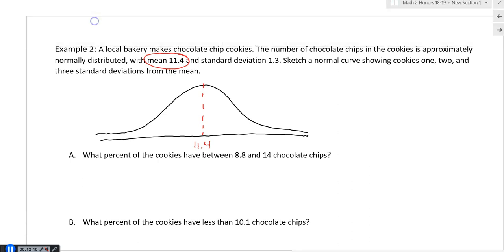Okay, let's try that. So we're going to go above the mean first. So again, our standard deviation is 1.3. So 11.4 plus 1.3 is 12.7. 14, sorry. And then 15.3. Below, 11.4 minus 1.3 is 10.1. 10.1 minus 1.3 is 8.8. One more. 8.8 minus 1.3 is 7.5.